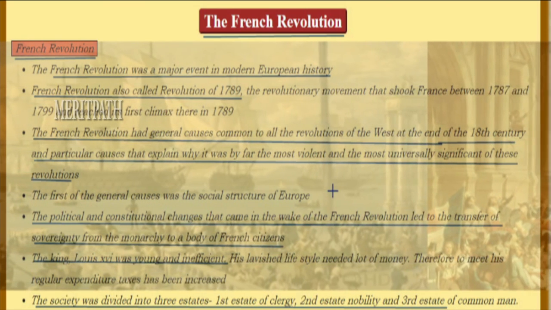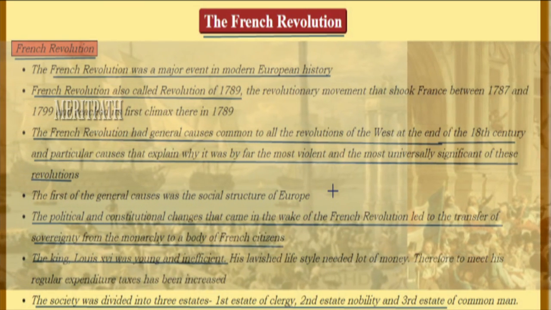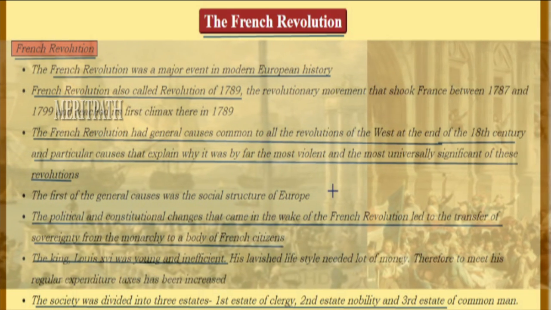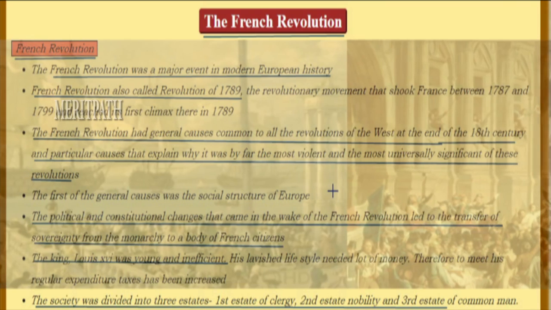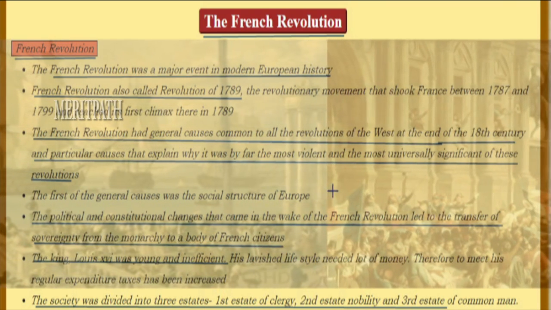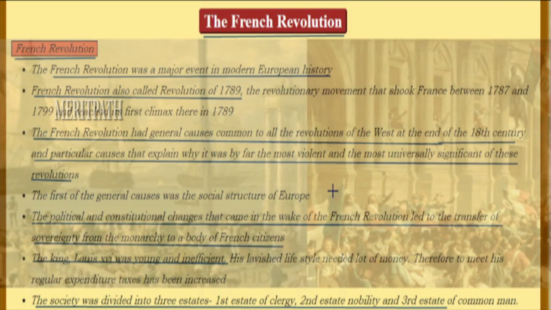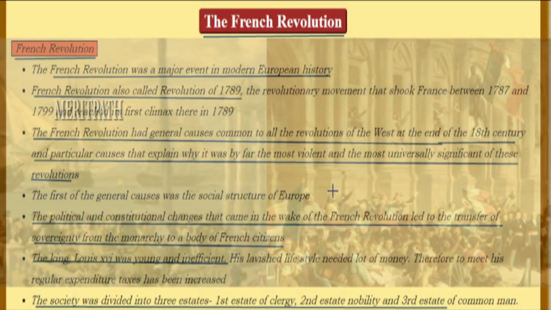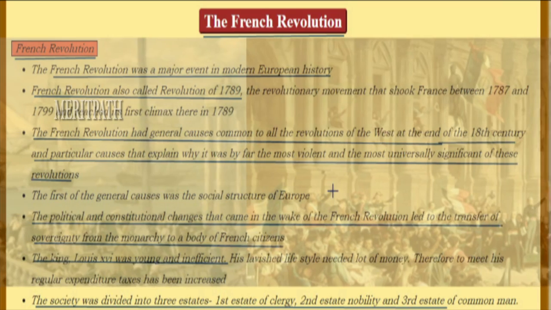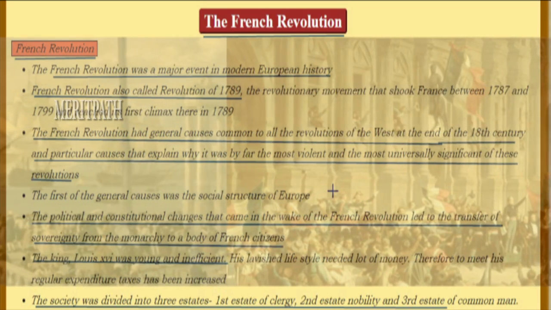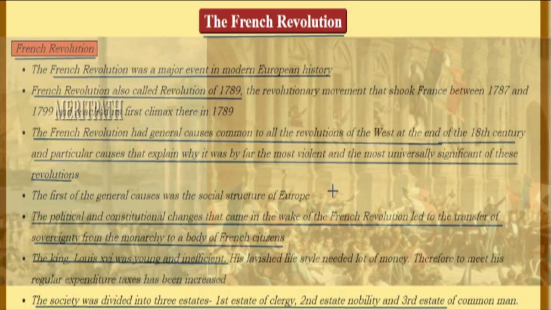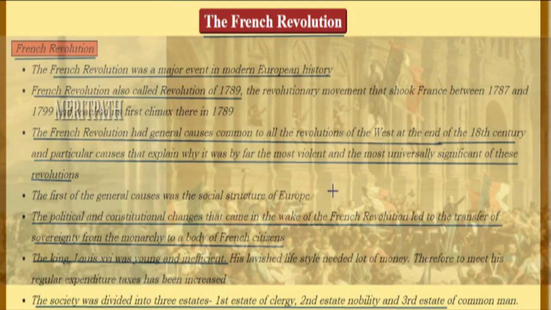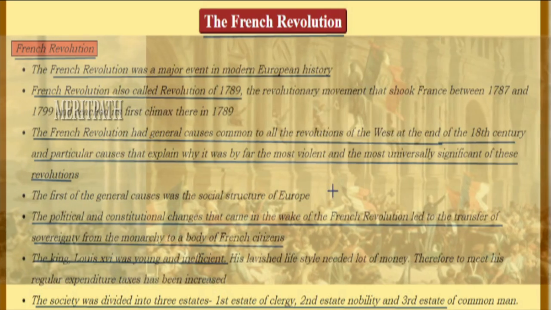The political and constitutional changes that came in the wake of the French Revolution led to the transfer of sovereignty from monarchy to a body of French citizens. King Louis XVI was young and inefficient. His lavish lifestyle needed a lot of money. Therefore, to meet his regular expenditure, taxes were increased.